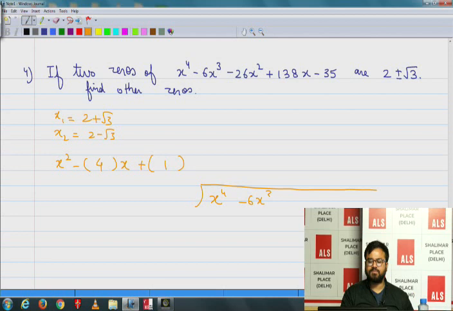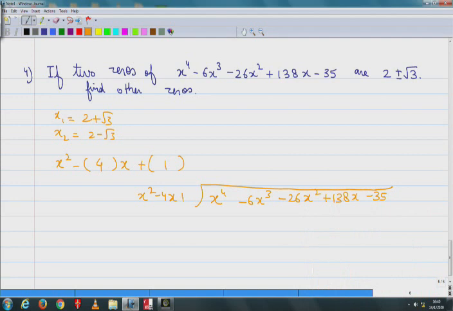x power 4 minus x power 3, and now we have to divide it by x square minus 4x plus 1. Now, since we have to eliminate the x power 4, we will multiply by x square. So x square into x square will become x power 4 minus 4x cube plus x square. Subtracting, minus x plus 4 is minus 2x cube minus 27x square.